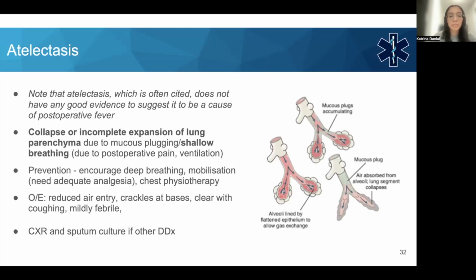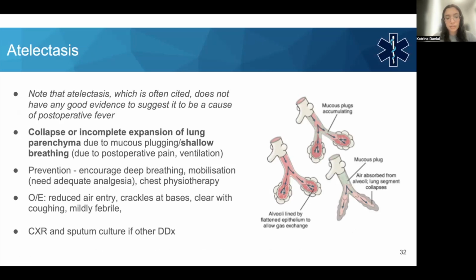It's the collapse or incomplete expansion of the lung parenchyma, often because the patient is breathing very shallow, right? So their airways kind of collapse. So this is more common in your patients who have a lot of pain and it's painful to breathe. So they'll take very, very shallow breaths. Okay, so you can see here that the alveoli have collapsed, because of those very shallow breaths.